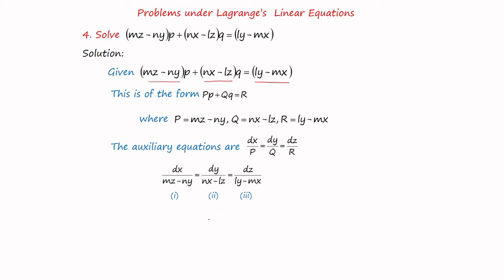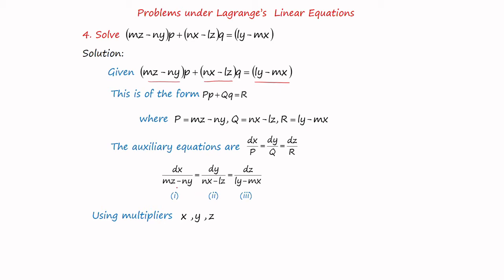Now we will see how to use the multipliers. When you use multipliers, each ratio should be equal to a ratio whose denominator is 0. That is, after using multipliers, you add the numerators separately and the denominators separately, and after adding, the denominator should be 0. Then the integration becomes easy and we can find the solution.